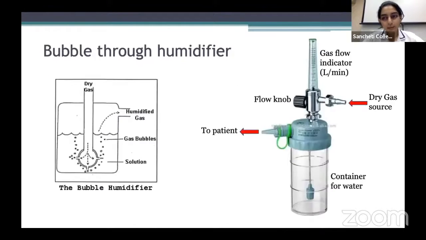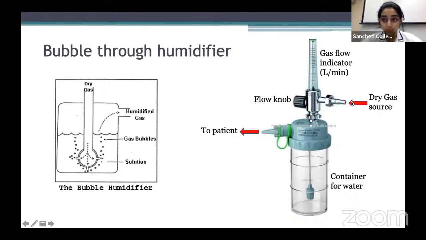Now, let's go through bubble through humidifier. This is the most commonly used humidifier in hospital settings. The image on the right, I'm definitely sure you must have seen these being used for a lot of different types of patient populations. Okay. Here, what happens is, if you look at the image on the right hand side, we have a source of dry gas.